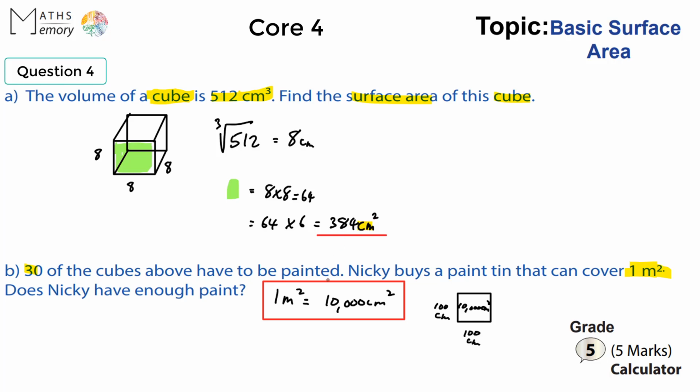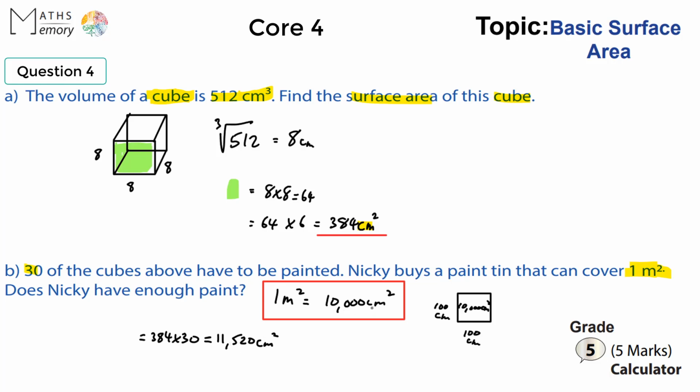Okay, so obviously we would times this by 30. We would do 384 times 30. That's the total surface area she would need. 384 times 30 on the calculator, remember, it's a calculator question over here. We would get an answer of 11,520 centimeters squared. That's how much she actually needs, okay, of surface area to paint all these 30 cubes.